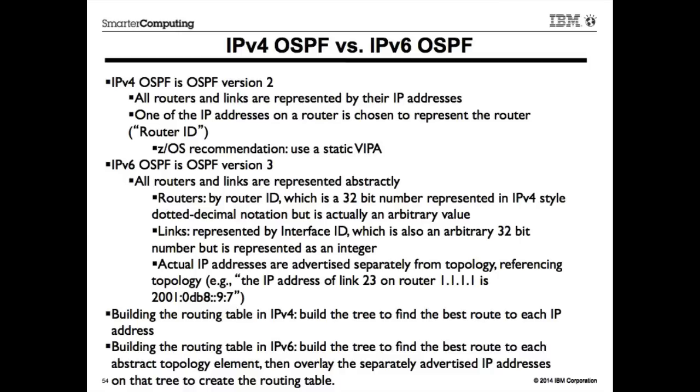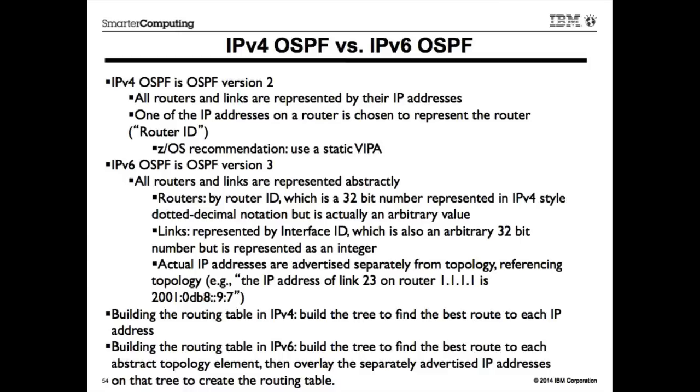And then the actual IP addresses are advertised separately from topology, referencing topology. For example, you would get an advertisement in IPv6 saying, hey, you know that link 23 on router 1.1.1? Its IP address is 2001:0db8::9:7.